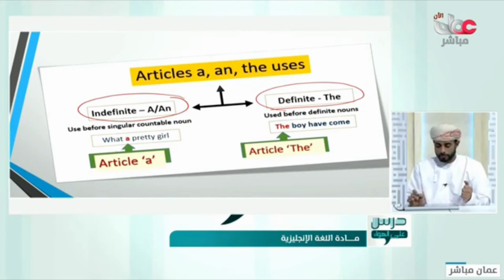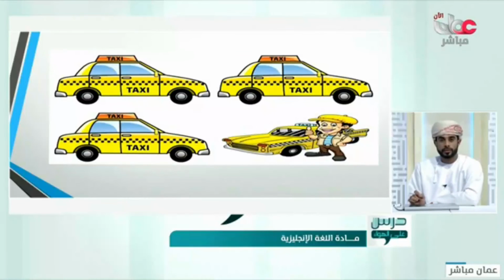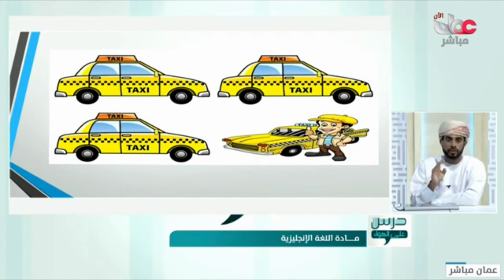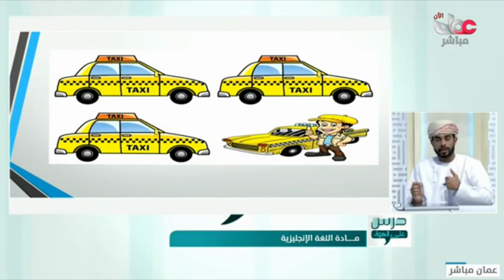So, for example, let's have a look at this one. I would say, bring me a taxi. Bring me a taxi. A taxi. It is indefinite. A or an, we use it with indefinite. Anything. You don't know it. Just bring me any taxi. So the boy, for example, or the chauffeur would go and pick any car in here and say, please come.